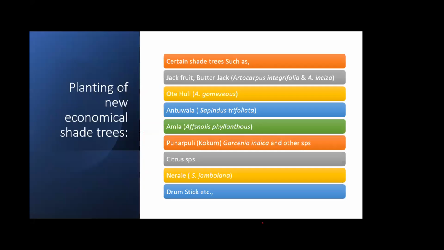Some new economical shade trees are also available for planting, which will help increase your additional income apart from the coffee. Some of them are jackfruit, Oteholi, Antwala, Amla, Punarpudi, citrus species, Nerida, and drumstick. It will help to increase your incomes also apart from the coffee.